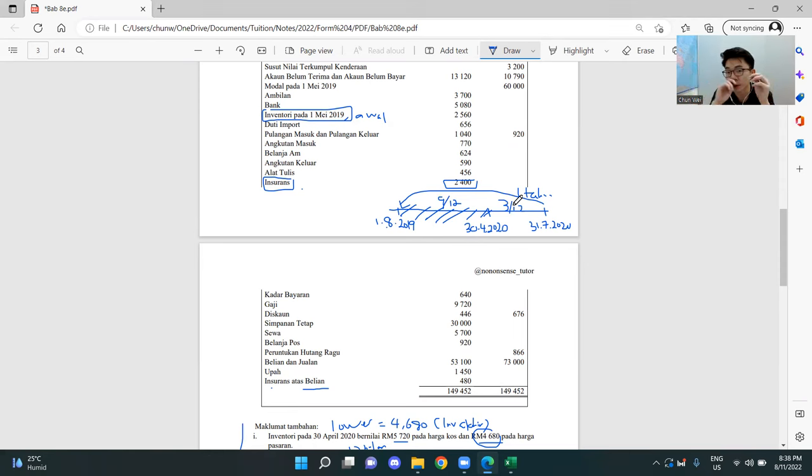You get what I mean? So meaning this part, 9 over 12, we have to times 2,400. We will get, how much? 2,400 times 9 over 12, you will get 1,800. And this 1,800 will be the insurance yang sebenar.